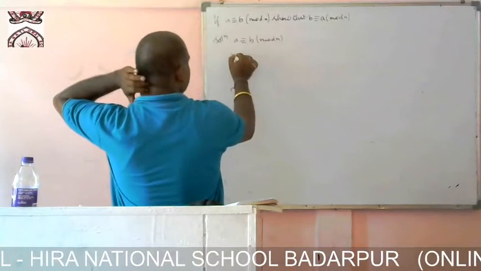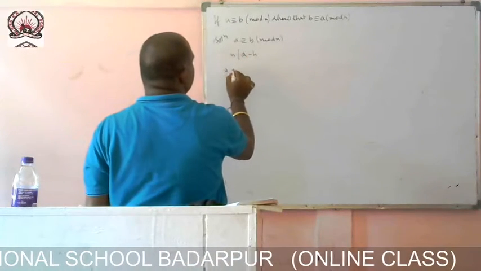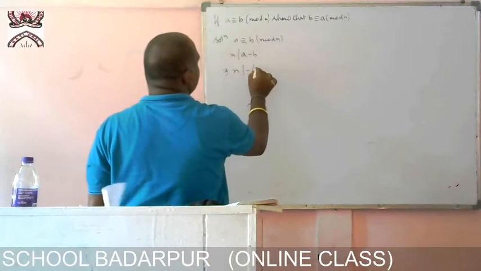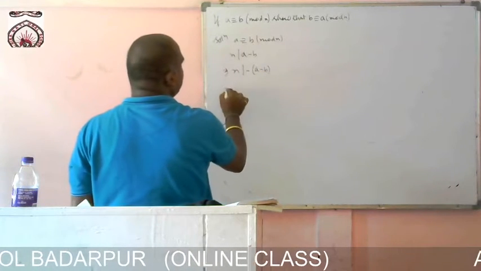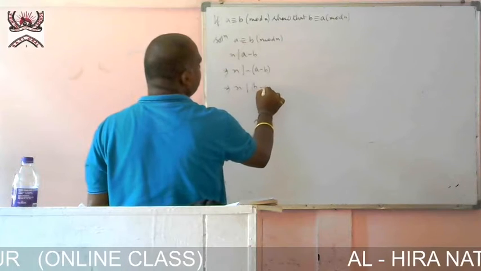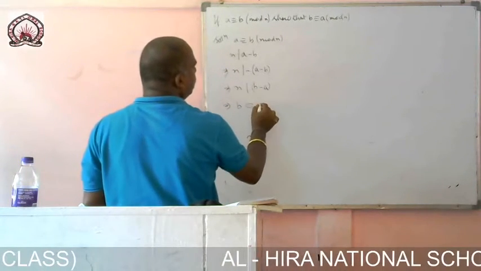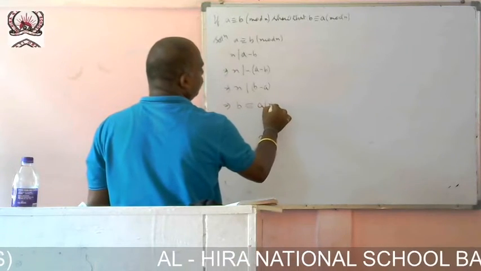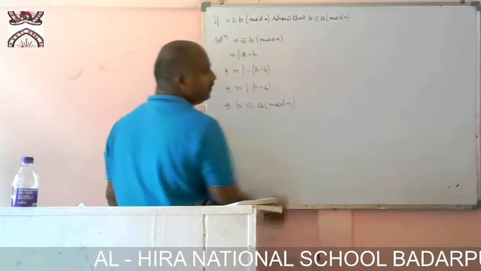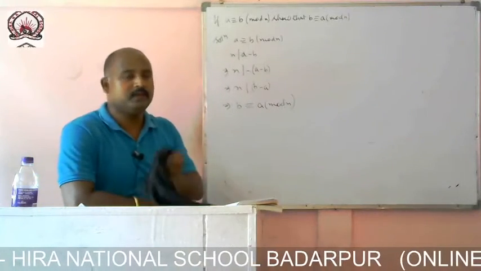So n divides A minus B. So it implies n divides minus of A minus B. We can also write n divides B minus A. So what you can write? B is congruent to A mod n. Clear? B is congruent to A mod n. We can also write this. Clear?